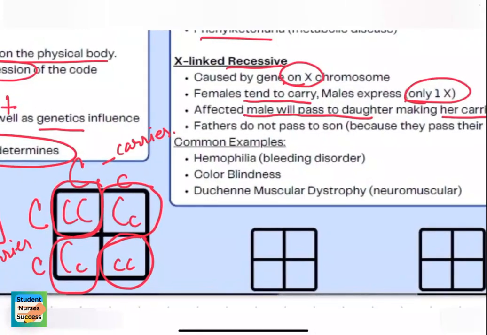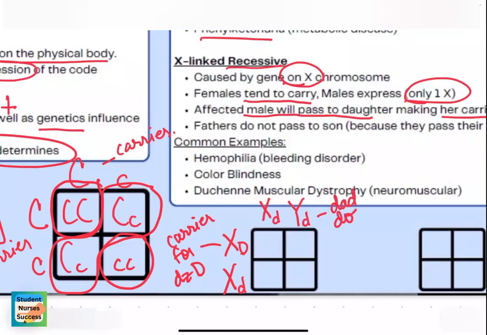Let's run through an example here. Let's say we have a mom who is a carrier for disease X. And so let's say she's a carrier for disease, well, we'll call it disease D. And let's say dad does not have it. So in this particular case, it's kind of hard to fit these in here. Let me run these for you, and then we can explain them.